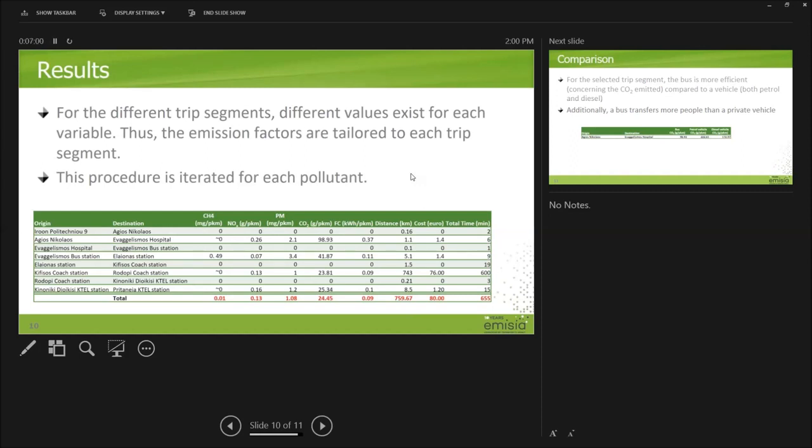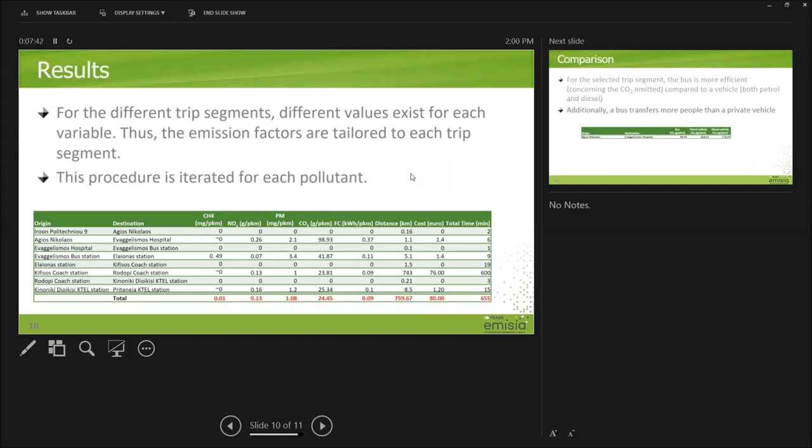So, if we go back to our case study, we see here that for the different trip segments, different values exist for each variable. Thus, the emission factors are tailored to each trip segment. So, we calculate the emissions first, and then the indicator, which is, as we already said, in grams per passenger kilometers, and then we iterate this whole procedure for each pollutant. We then can come to the result of the total emissions expressed in grams per passenger kilometers for this whole route.